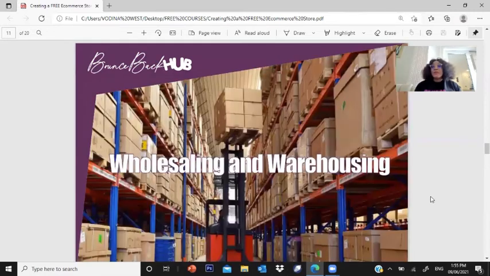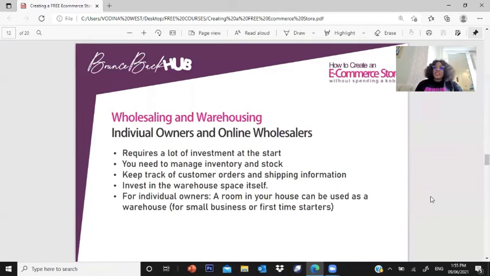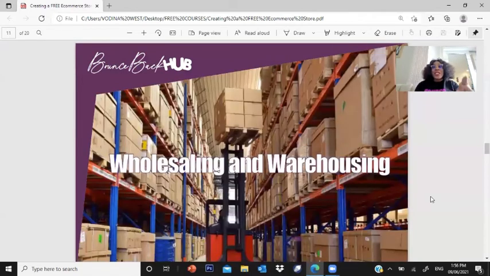Okay, so like I said, if you want to start small, you can use your house. Just get a room in your house, or your garage or your store somewhere and put all that. But if you want to go big time, you need to set up a warehouse looking like what we have on the screen here. So invest in the warehouse space itself. For individual owners, a room in your house can be used as a warehouse. For small businesses or first-time starters, how you start doesn't matter. If you are consistent, you will definitely grow into this. So be consistent, be consistent, right?